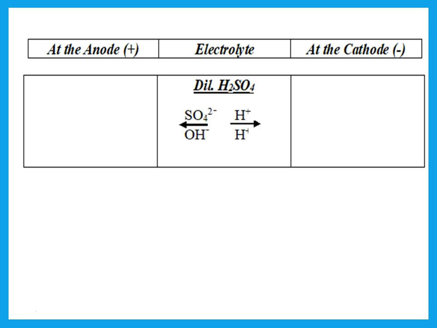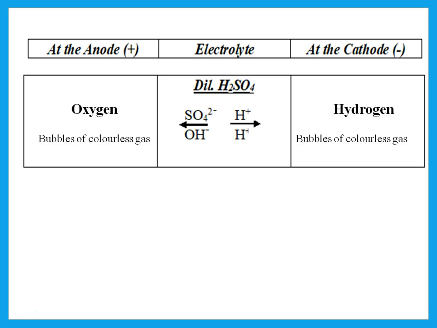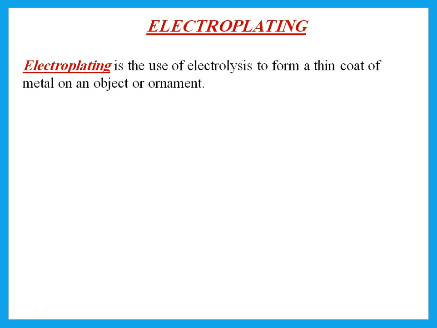Dilute sulfuric acid, again, choice between sulfate and hydroxide, it's the hydroxide that reacts. At the other end, I have only H plus ions, so that gives me bubbles of colorless gas.